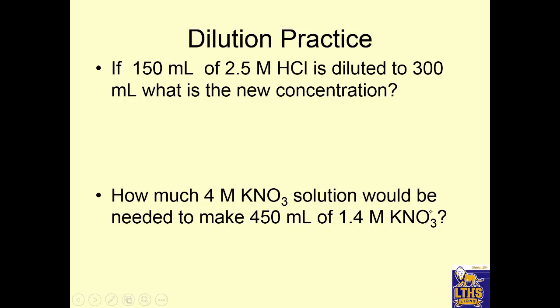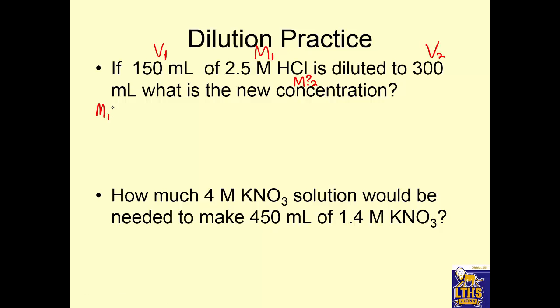Okay, so let's practice. So what do we got here? We got 150 milliliters. That looks like a volume of 2.5 molar HCl. That looks like a molarity. Is diluted to 300 milliliters. That looks like a volume. What is the new concentration? Molarity. So now we just need to decide what is before and after. Okay. So this is 150 milliliters of 2.5. It's diluted. So this must be the original, M1 and V1. And these must be after we diluted, M2 and V2.